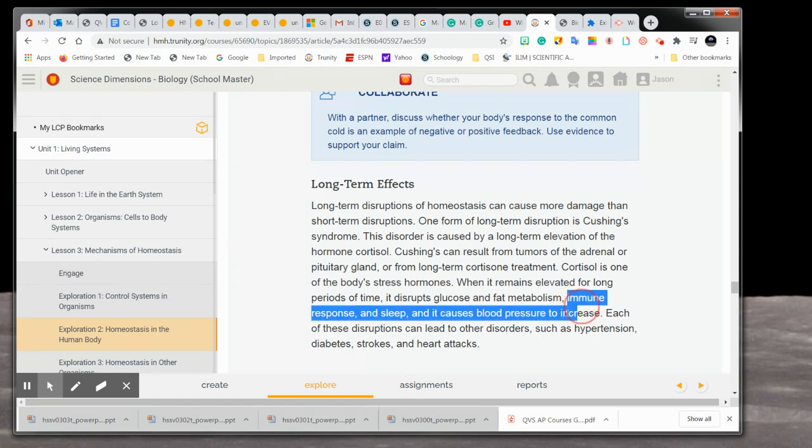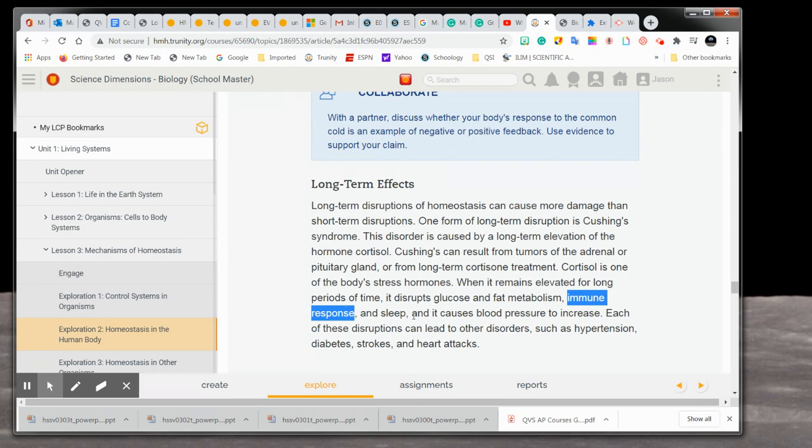Immune system response. You probably heard about this before, right? If you're stressed out for too long, it can cause your immune system to be disrupted. For instance, most of us have been exposed to a virus called herpes simplex, and it shows up as what we call a cold sore. And if you notice, if you've been sick or you've been under a lot of stress for long periods of time, that's when you tend to have these cold sore outbreaks around your mouth. Anyway, so that's related to that.